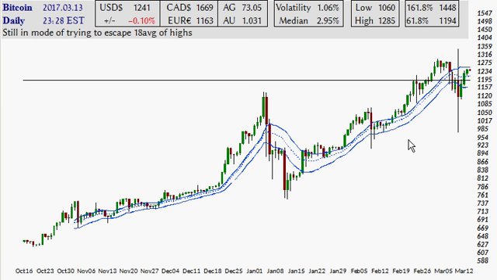Let's take a look at the Bitcoin daily chart. I also want to talk about a Bitcoin index, similar to a US dollar index, if one were to occur. But before we get into that, let's talk about this daily chart.